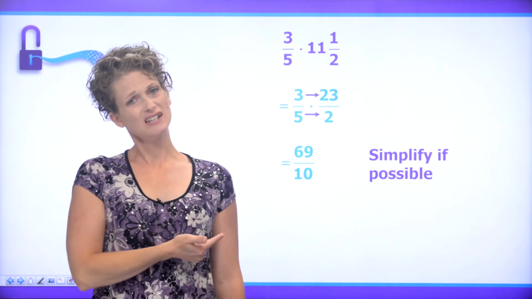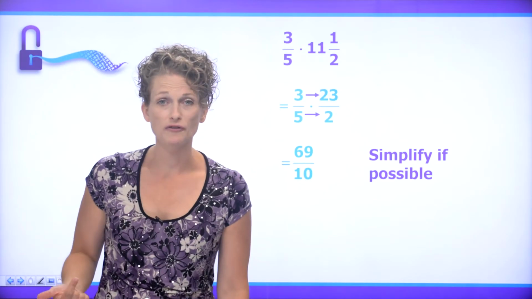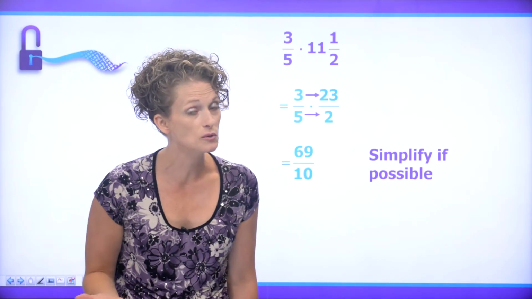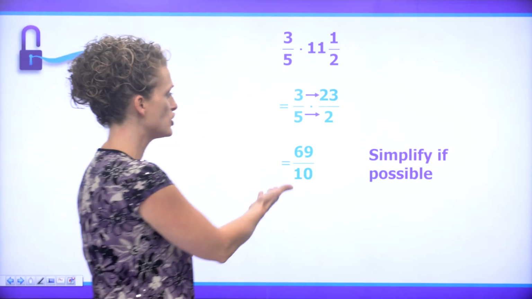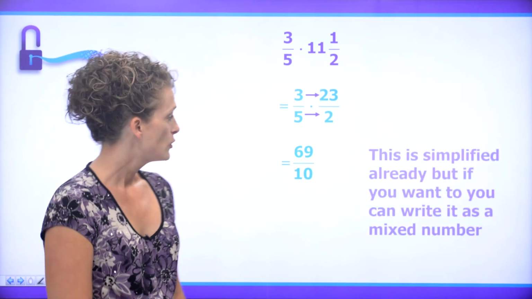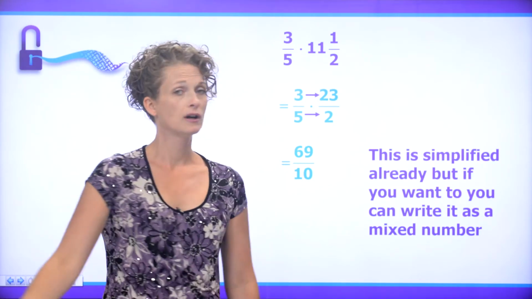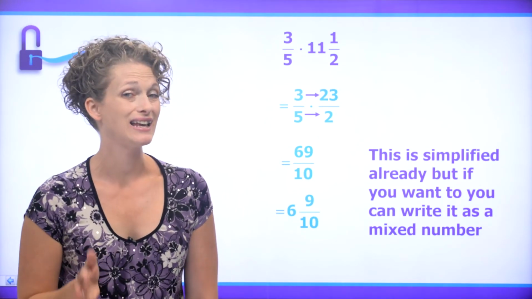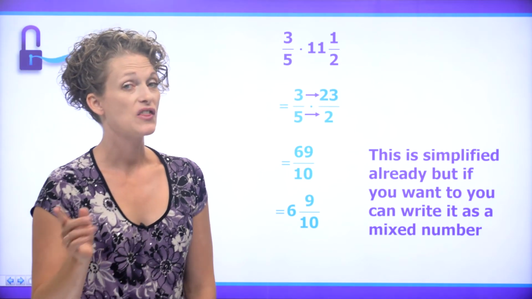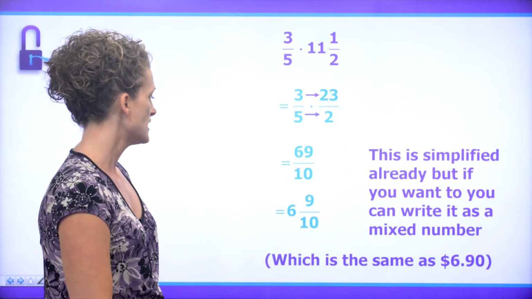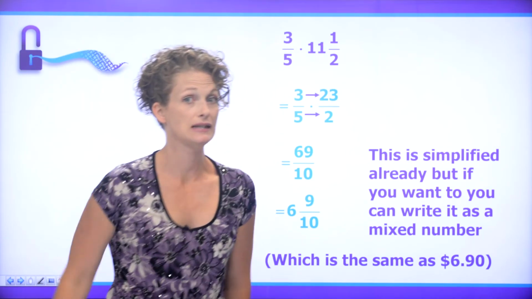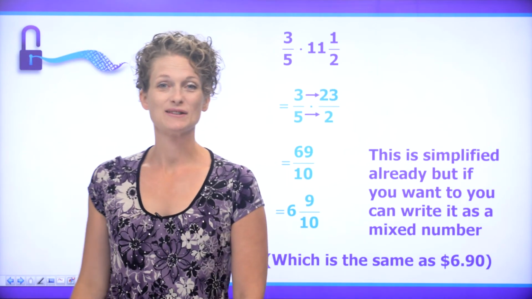Now 69 over 10 does not simplify because if you remember your divisibility rules, 69 is not divisible by 10. So we could leave it like this, or we could change it to a mixed number, which in this case would be 6 and 9/10. Now that, as we will learn about decimals and what that means, is actually the same thing as saying $6.90. And that's your lesson on multiplying fractions.